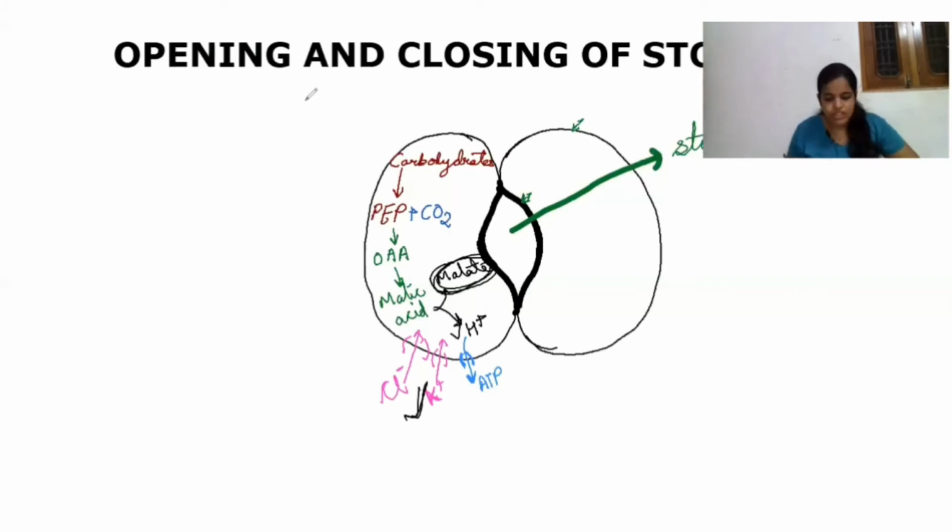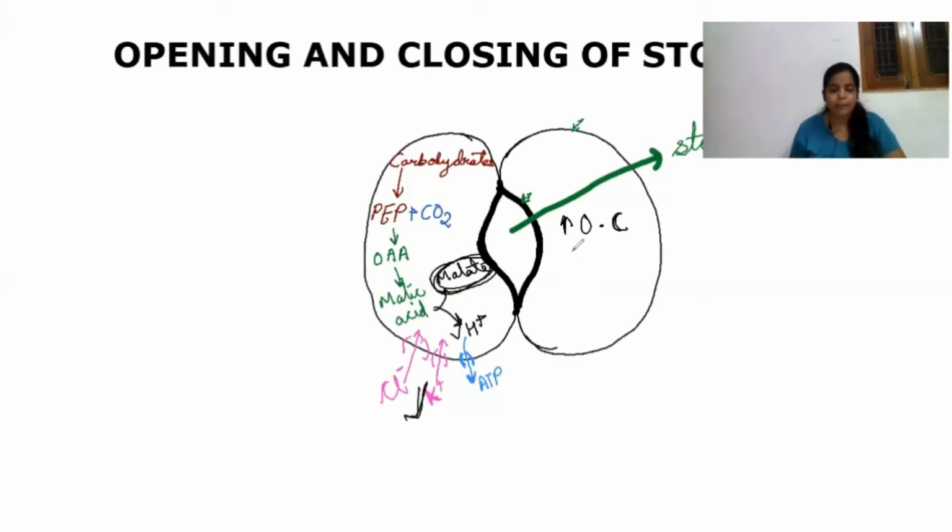Now, what happens to this malate? This malate is present within the vacuole. It will increase the concentration of the cell; the osmotic concentration of the cell will be increased. Now, once the osmotic concentration increases, what happens? The water comes inside the cell. So this is the cell whose osmotic concentration is increased, or we can say it has less water potential, or high solute potential.